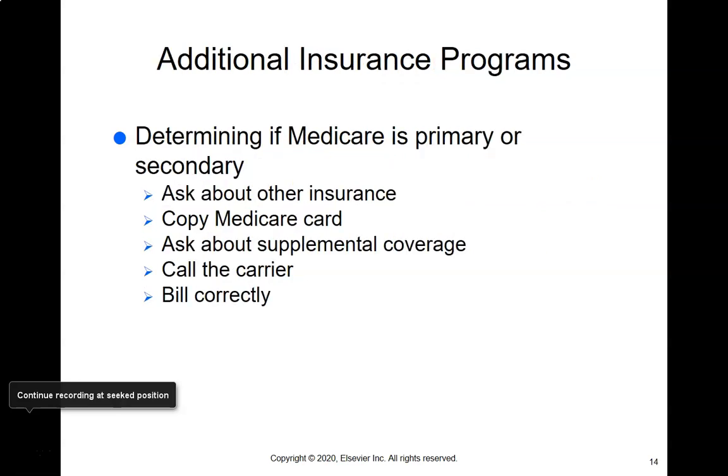Additional insurance programs. Determining if Medicare is primary or secondary. Ask about other insurance. The patient might be covered by Medicare and Medicaid, also known as Medi-Medi, Medicare and Medigap, managed care plans, or even private insurance. Copy the front and back of the Medicare card. Ask about supplemental coverage. If you're not quite sure, call the carrier, and make sure to bill it out correctly.